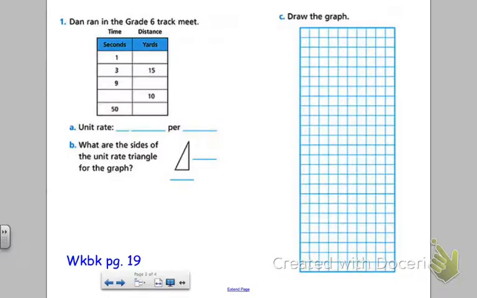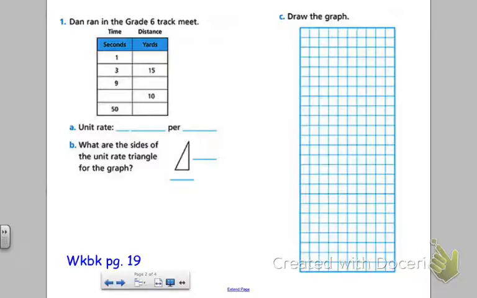So if you look at workbook page 19, you can see an example of a rate situation that involves speed. In this case, number 1, Dan ran in the grade 6 track meet. And you can see that we're talking about distance and time, or seconds and yards. So we definitely are talking about speed here.